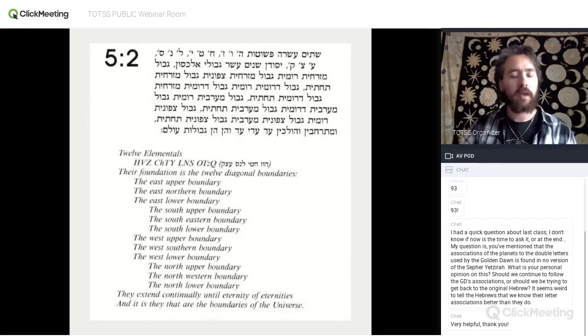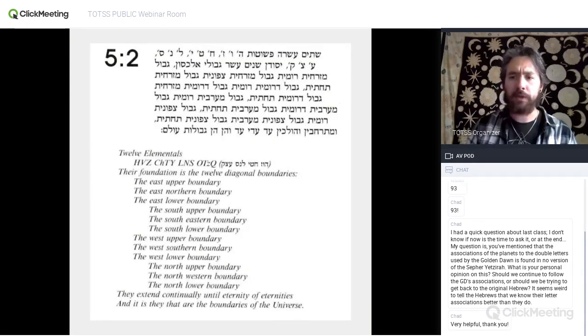12 elementals. He, Vav, Zayin, Heth, Teth, Yod, Lamed, Nun, Samek, Ayin, Zadi, Kof. Their foundation is the 12 diagonal boundaries. The east upper boundary, the east northern boundary, the east lower boundary, the south upper boundary, the southeastern boundary, the south lower boundary, the west upper boundary, the west southern boundary, the west lower boundary, the north upper boundary, the northwestern boundary, the north lower boundary. They extend continually until eternity of eternities, and it is they that are the boundaries of the universe.